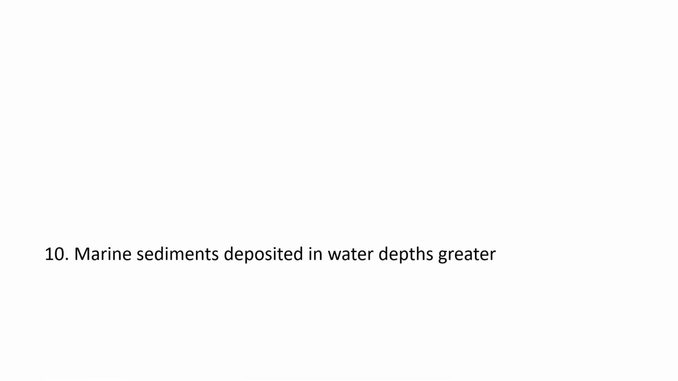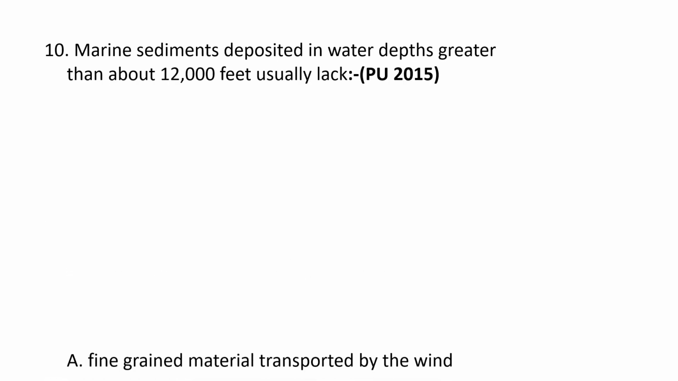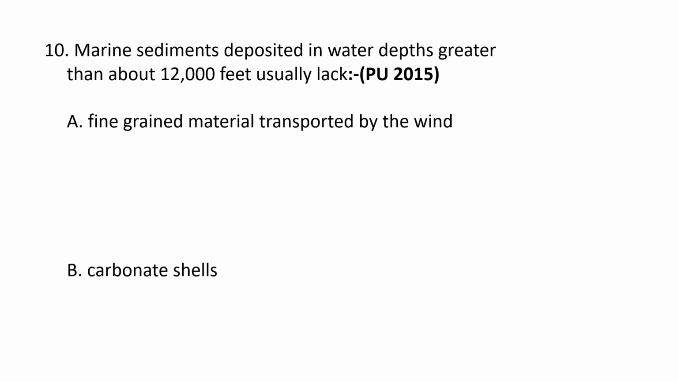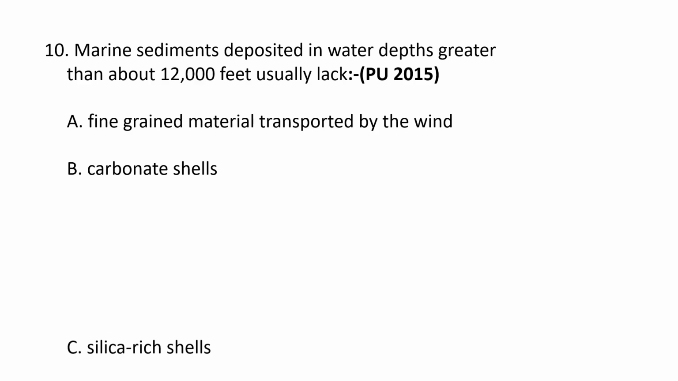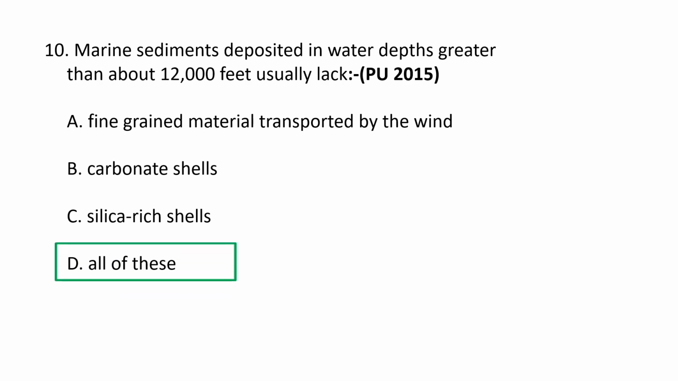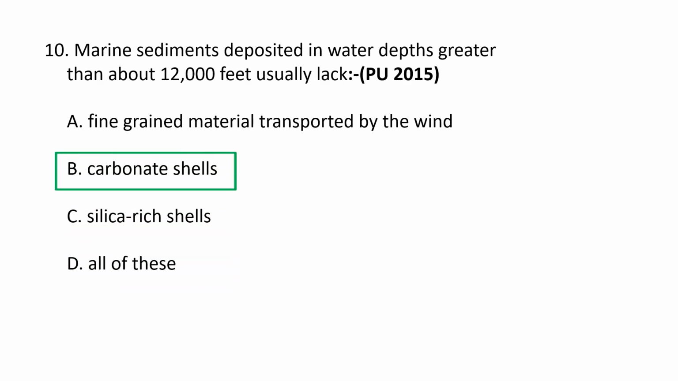Next question. Marine sediments deposited in water depths greater than about 12,000 feet usually lack A. Fine-grained material transported by the wind, B. Carbonate shells, C. Silica-rich shells, and D. All of these. So the correct option is B. Carbonate shells. Marine sediments deposited in water depths greater than about 12,000 feet usually lack carbonate shells because the high pressure and acidity at those depths cause them to dissolve.